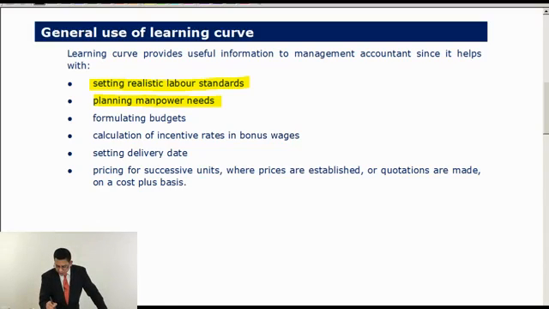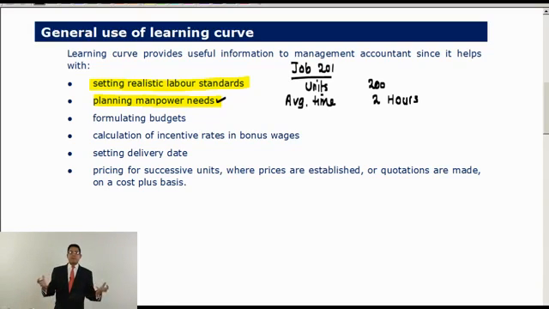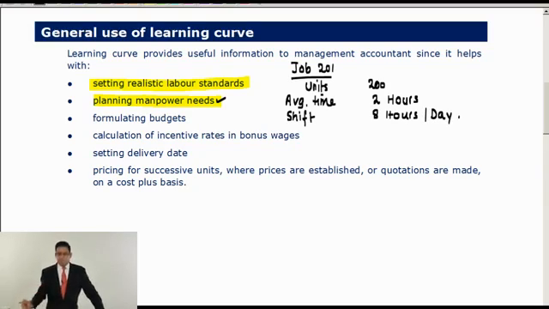For example, say we've received job number 201 from a client, and this job says we need to produce 200 units. Based upon the learning curve formula, we found out the average time will be 2 hours. I'm just assuming simple figures so you can understand how manpower needs, or the number of people, can be calculated. Average time is 2 hours. Our shift policy is 8 hours every day, because people get tired afterwards, so the shift is a regular 8 hours per day.